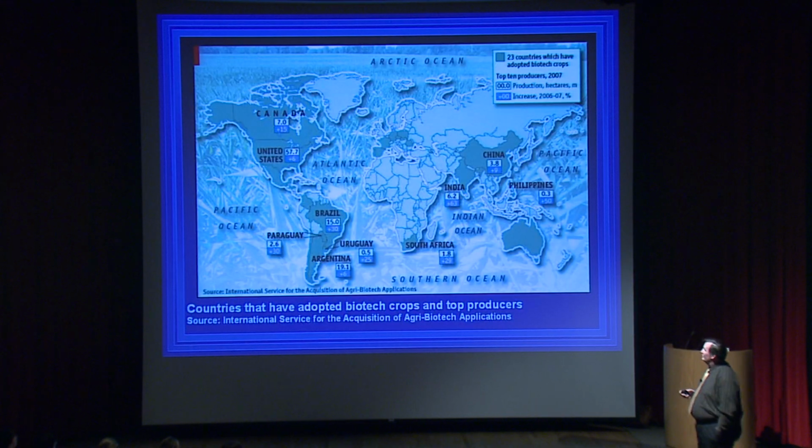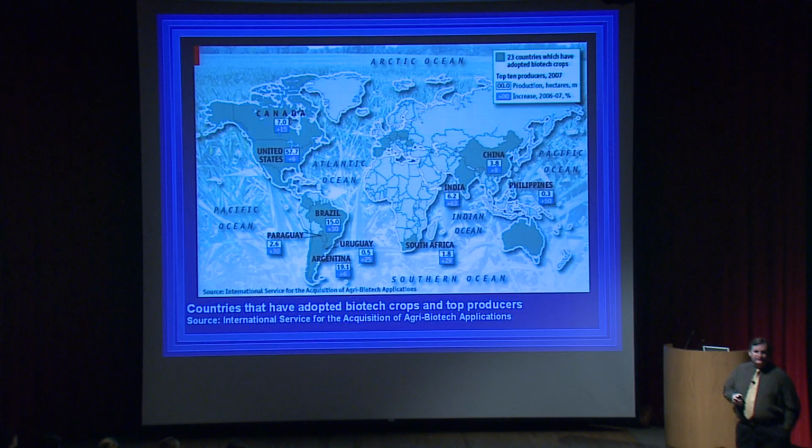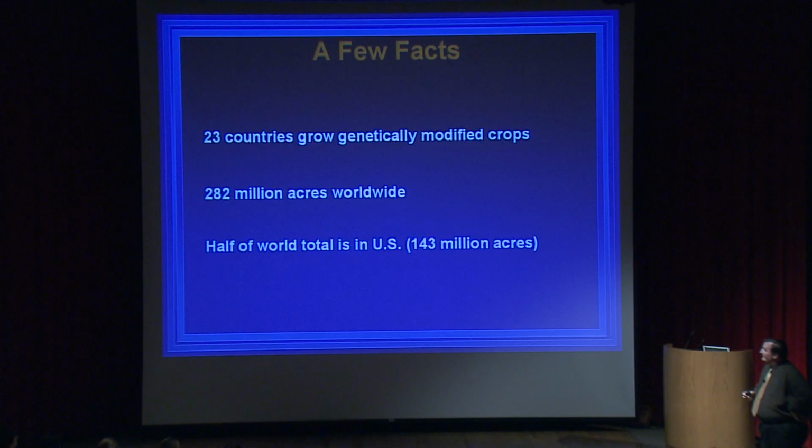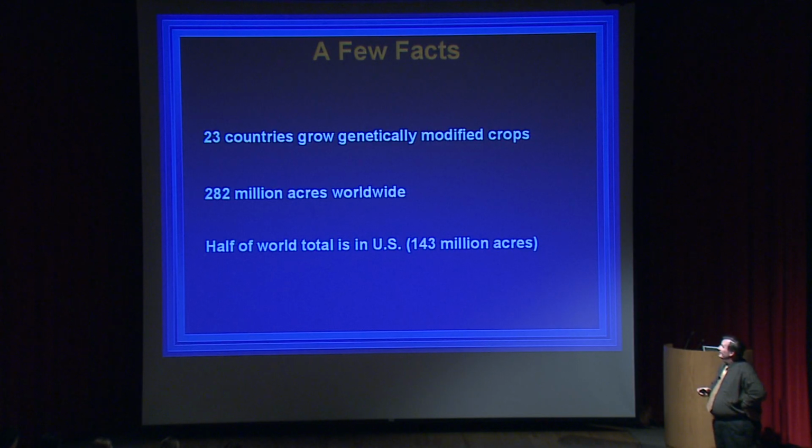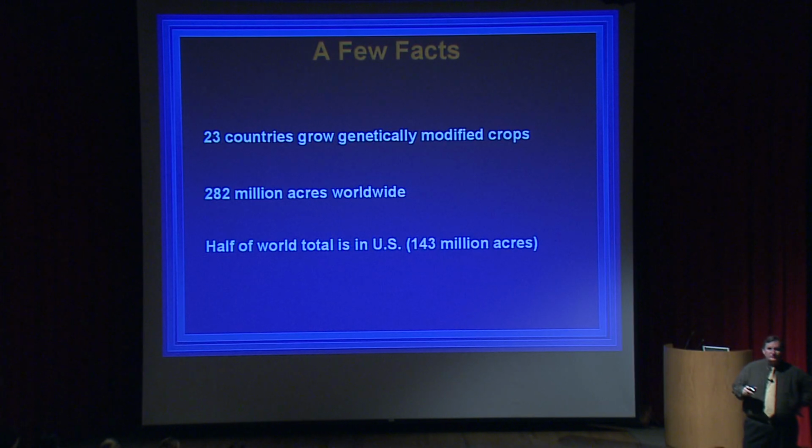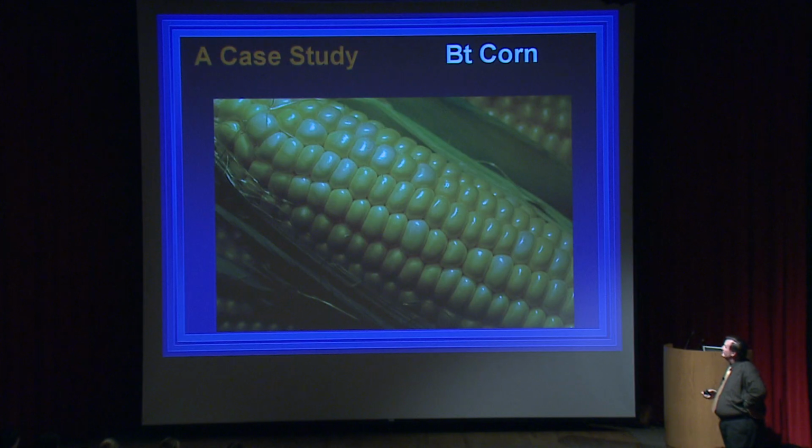This slide shows where the genetically modified foods are around the world and what has increased in recent years. So I'm not going to pause over this too much, but if you care to go back and look at it, you'll see what's happening around the world. So just a few facts about this: the number of millions of acres, how many countries are involved, and then again, the U.S. is half the world's total of crops.